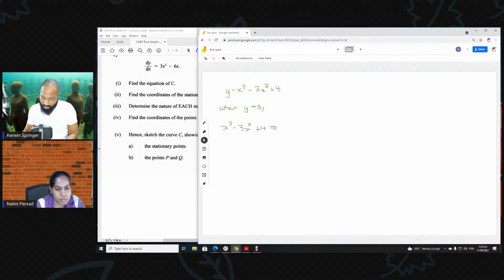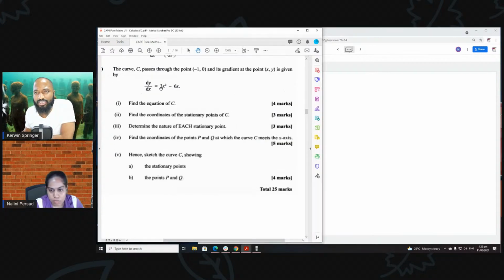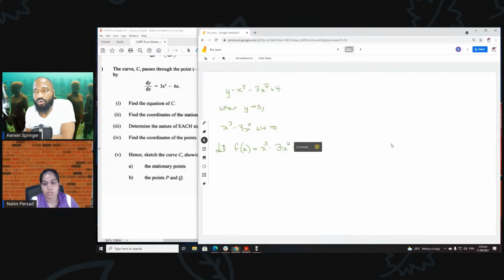So we need to break this up. Let f of x be equal to x cubed minus 3x squared plus 4. What are we trying to find here? The nature of each of the stationary points. Oh, okay. And we have the curve.